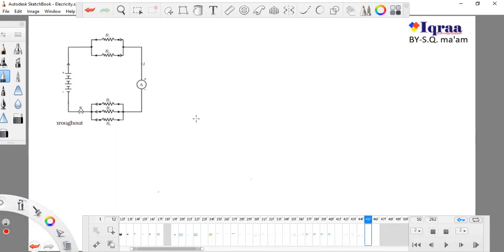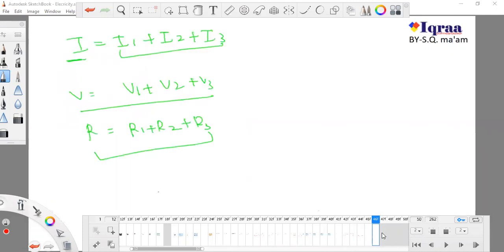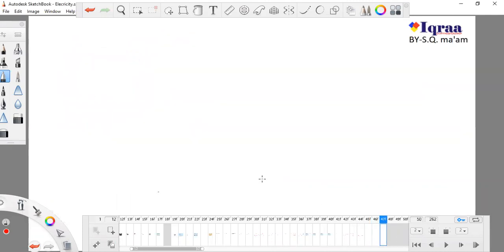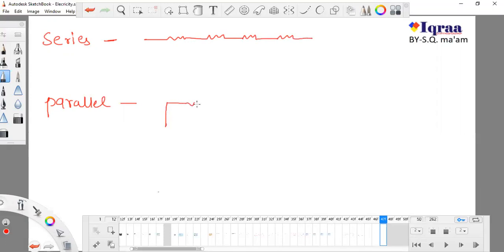Now before doing another numerical, I want to tell you a very important thing. As we know, we have only two types of circuit, first is series and second is parallel. Now which circuit is good? We know that parallel is good. Everyone knows. And our household has this type of circuit.